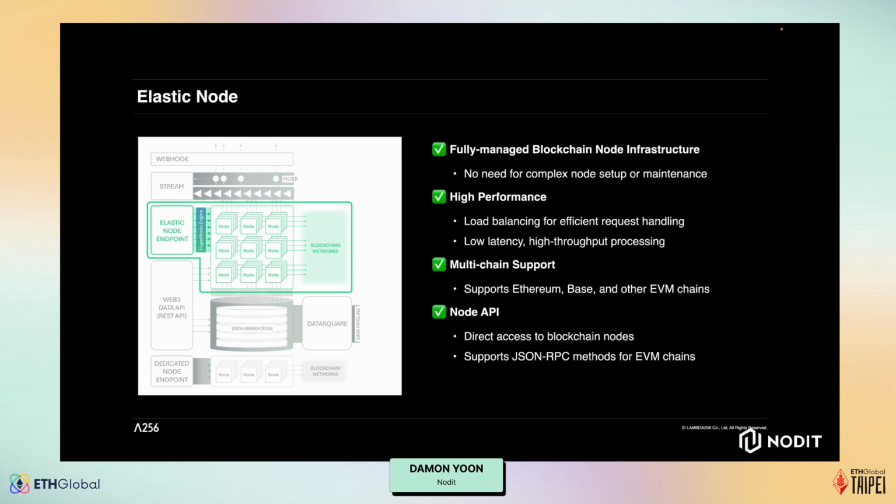Nodit supports Ethereum, Base, and other EVM-compatible chains. It gives you seamless access to multiple networks from a single platform. Elastic Node provides you direct access to blockchain nodes. You can interact with them just like you're running your own node. With Elastic Node, you can get powerful, flexible, and scalable blockchain access without the complexity. Let's see how easy it is.